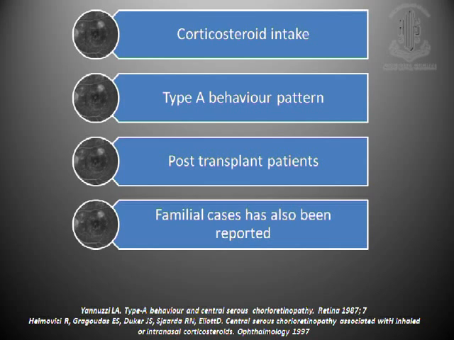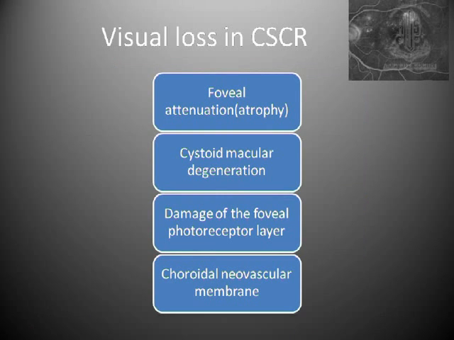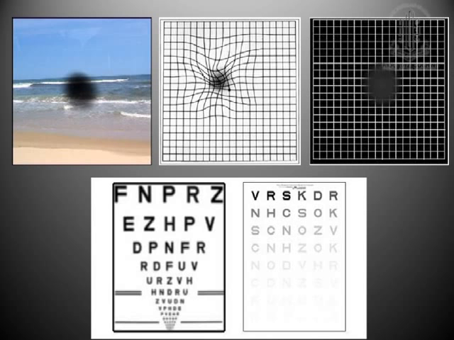A few important associations are increased cortisol levels and type A behavior pattern. CSR is seen in some post-transplant patients as well, and familial cases have also been reported. Visual loss in central serous chorioretinopathy can be attributed to foveal atrophy, cystoid macular degeneration, damage of the foveal photoreceptor layer, and secondary choroidal neovascular membrane.